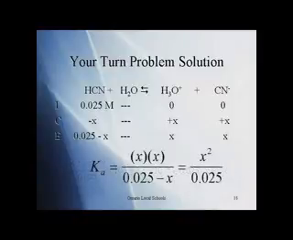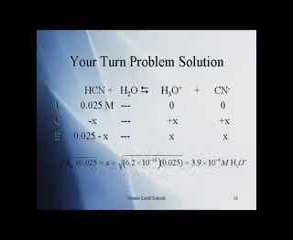So since we have dropped out the minus x from the bottom part of the expression, our Ka value is equal to x squared over 0.025. To solve for x, which is the concentration of our hydronium ion, we take the square root of our Ka value times 0.025 moles per liter. It's equal to x. So the square root of 6.2 times 10 to the negative 10th times 0.025, we square root that value, and we get a concentration of hydronium ion of 3.9 times 10 to the negative 6 moles per liter.